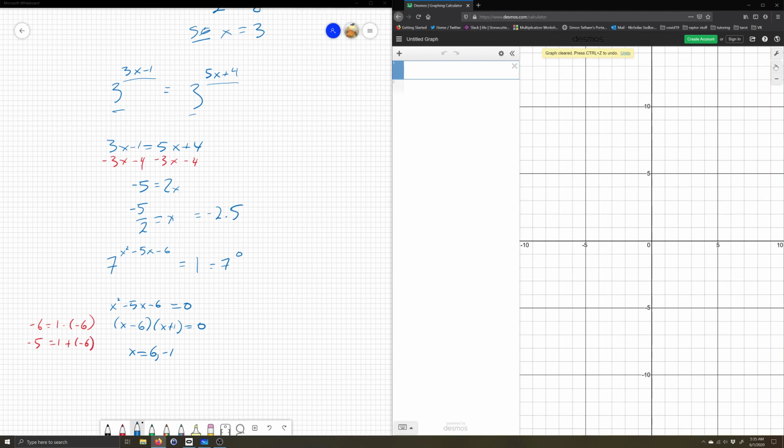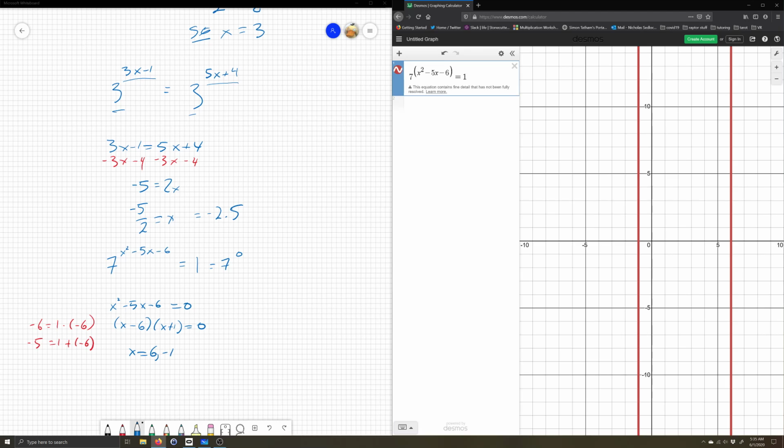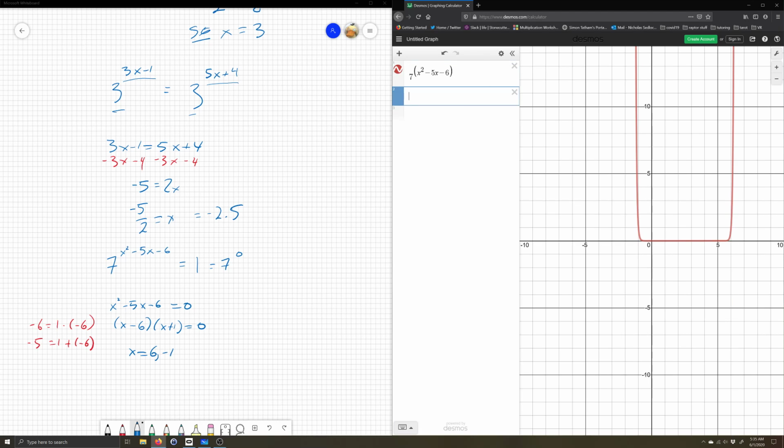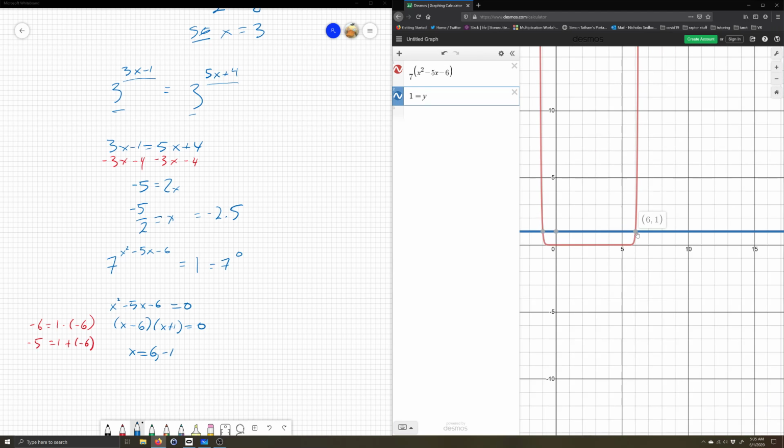So I'm going to delete this, and oh good, it reset my graph. Yeah, so you can see right there, 6 and negative 1.